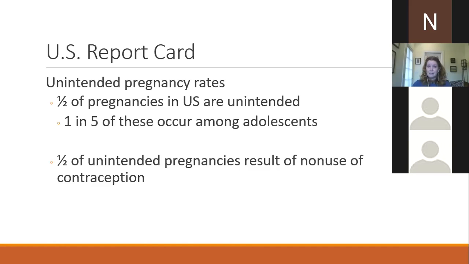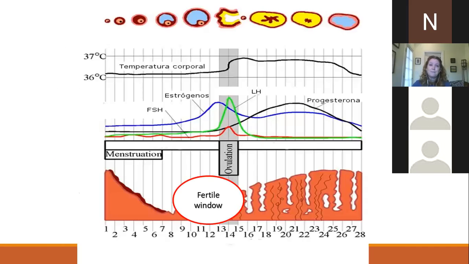1 in 5 of these is among adolescents. Now, not all of these are unwanted pregnancies, but still we should be able to do better than that. Half of the unintended pregnancies result because somebody just wasn't using any method of birth control. Like I said, any method of birth control is going to reduce the risk.